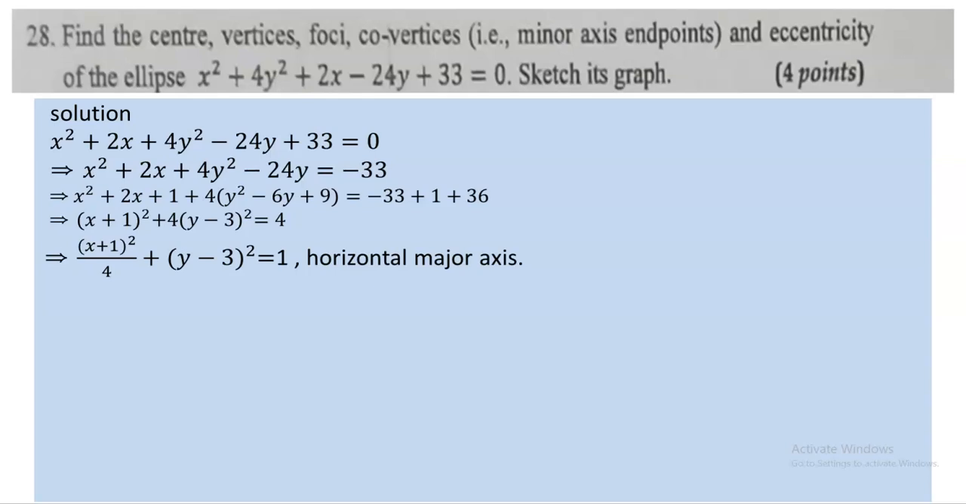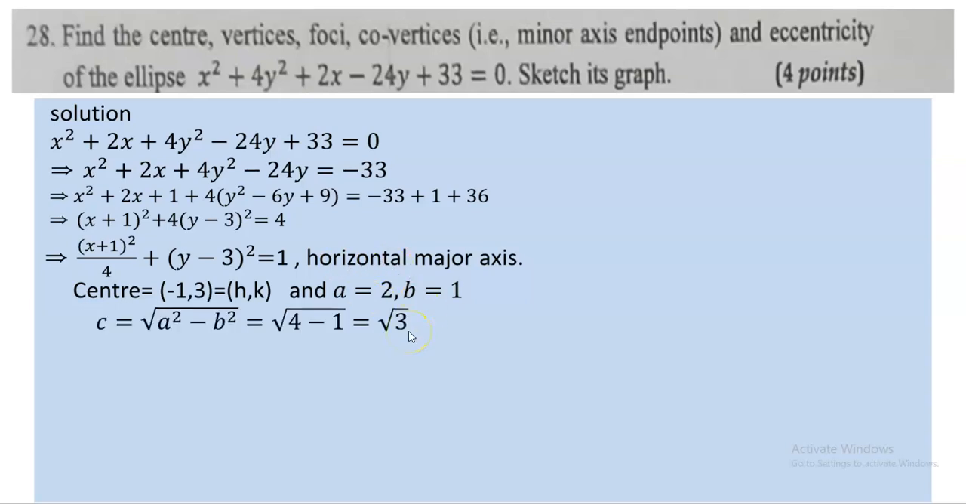So clearly x is squared, so the horizontal axis is our major axis. The center is the value that makes this 0: minus 1 and 3. So our a is 2, the square root of 4, and b is 1. So c can be obtained by using the relationship between a, b, c. c is the square root of a squared minus b squared, and a and b are known: 2 squared minus 1 squared equals 3.